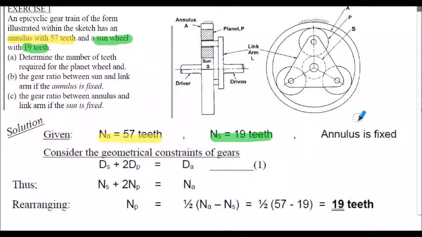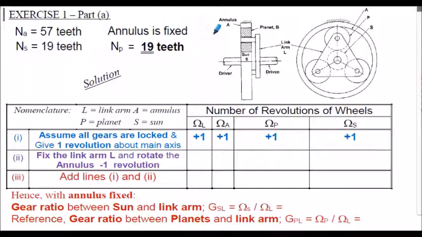So again, as we said in the previous example, we can generate a geometrical equation. From our geometrical constraints for the gears, we can see that the diameter of the sun plus twice the diameter of the planets is equal to the pitch circle diameter of the annulus, so that's no different as before. I'm writing that straight away in terms of number of teeth. Rearranging the equation, the number of teeth on the planet is 19 teeth, if you want to check the figures there.